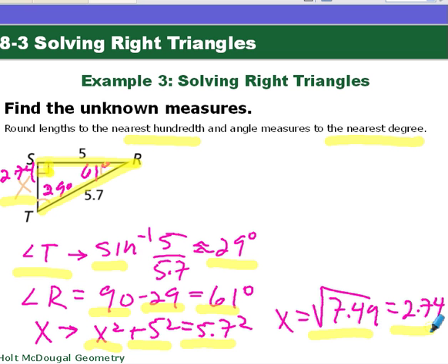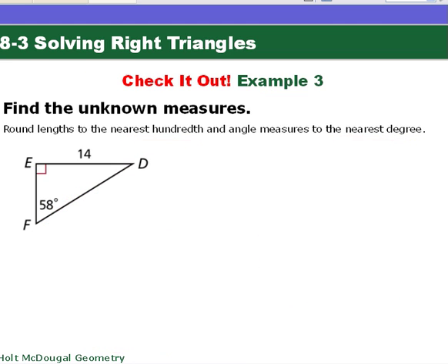Yeah, you could have also found angle R first using the cosine instead of angle T first. So either one, but once you find two of the angles, you know the third one is going to be 90 minus the other acute angle. So there are multiple ways to do these problems, which is nice, but it's also maybe a little more confusing. So just be careful. So now it's your turn.